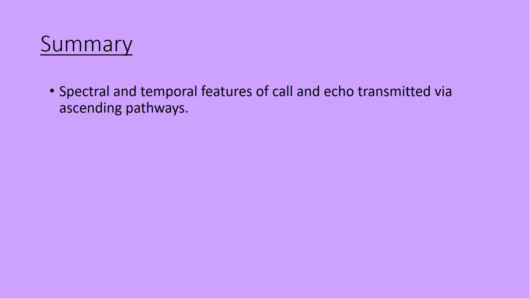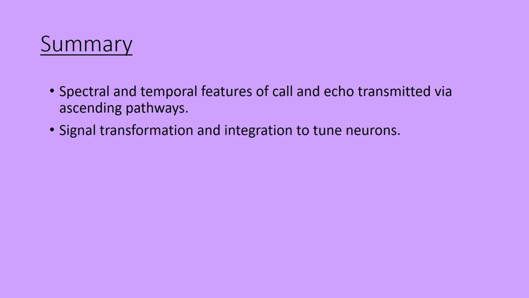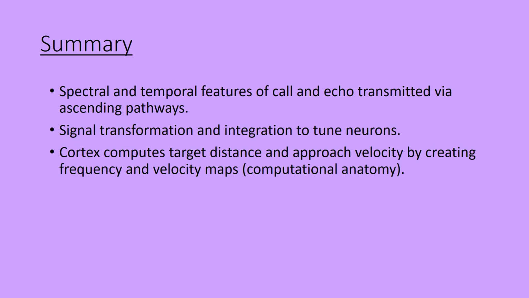Taken together, these findings show the importance of ascending and descending connections between subcortical and cortical regions to create environmental representations in the cortex. Spectral and temporal features from calls and echoes are transmitted via ascending pathways from the cochlear nucleus up through to the inferior colliculus and eventually to the cortex. Along these ascending pathways, signals are transformed and integrated to tune neurons to specific sound characteristics, such as frequency, delay, and duration. In the cortex, there are specific regions to compute target distance and approach velocity by creating maps. This is a form of computational anatomy.